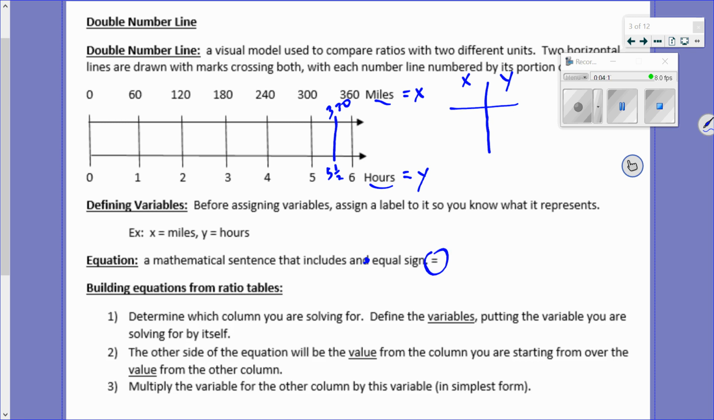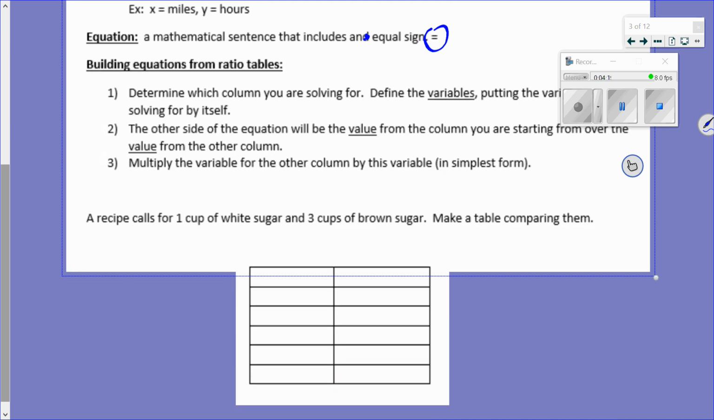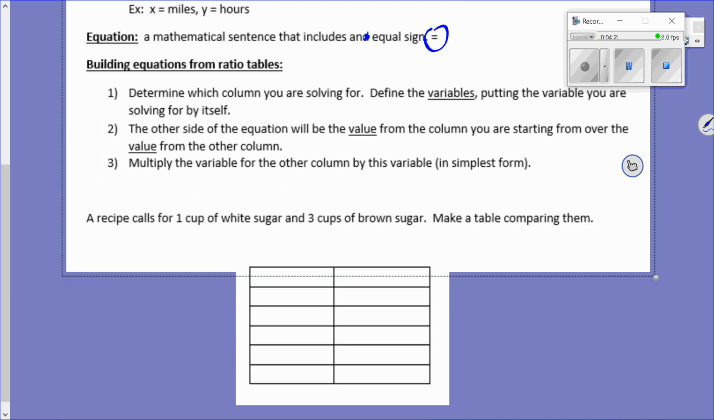One of the other tasks we're going to work on today, guys, is building equations from our ratio tables. It's actually relatively easy to do, and I'm going to add a fourth line on here for you. But the first thing we're going to do is determine which column I am solving for. I need to define my variables, make sure that I have somewhere what the x and y are, putting the variable you are solving for by itself.